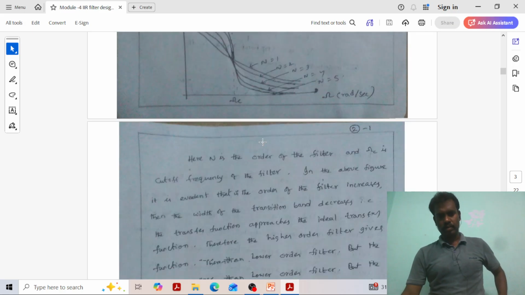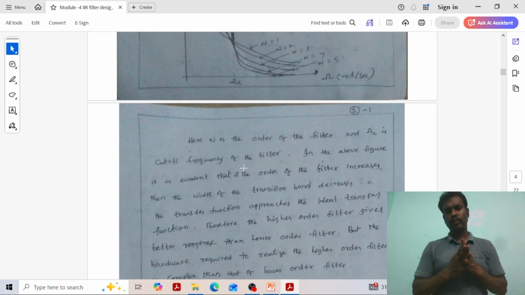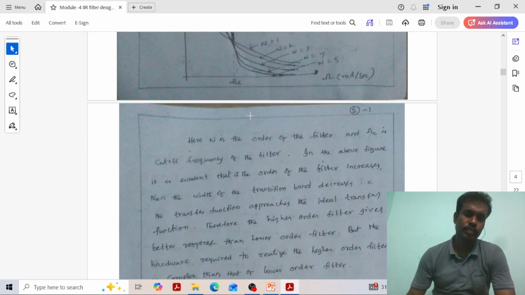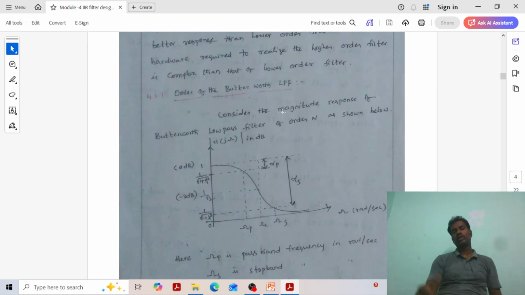So that is the order. Hence, to achieve a better transfer function, we want to use more components, so that it will be possible to achieve the ideal transfer. The higher the order we want to design, the more complexity will be included in the system.